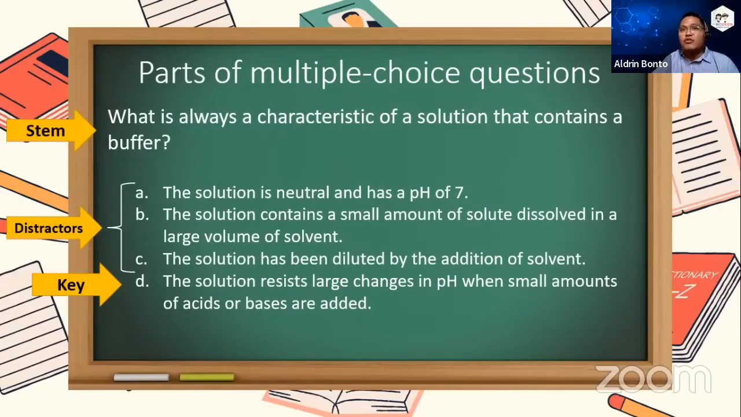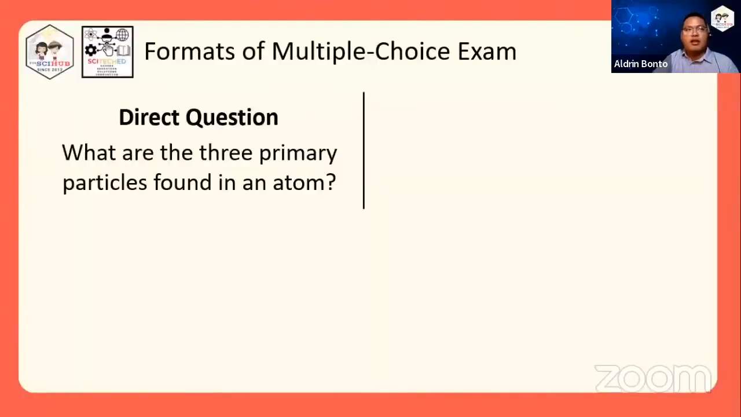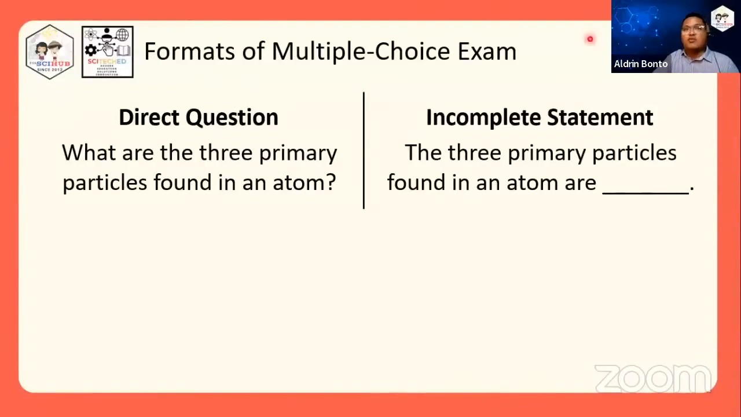Okay, another one. There are two formats for a multiple choice exam. First, we have a direct question. And the second one is the incomplete statement. For here, the direct question is, what are the three primary particles found in an atom? Tapos, in an incomplete statement, the direct question is a question type. This one is a statement type.